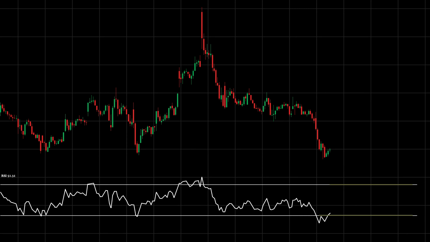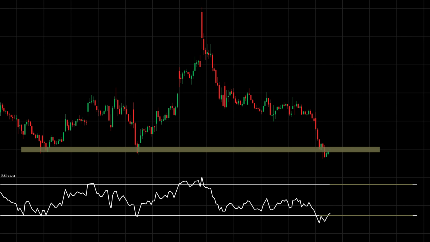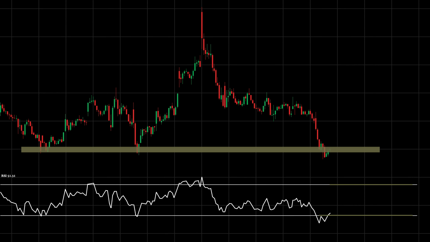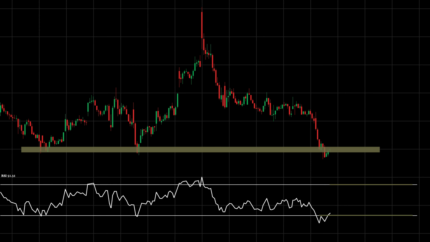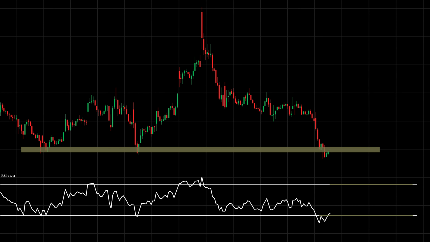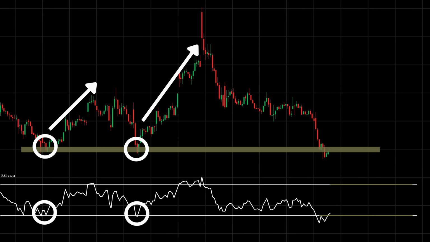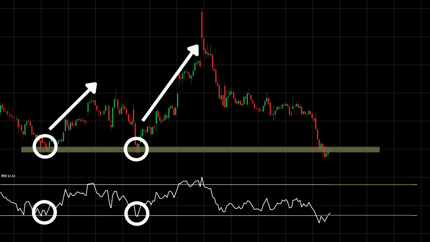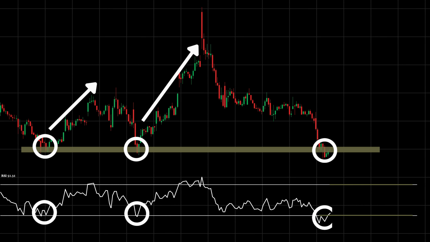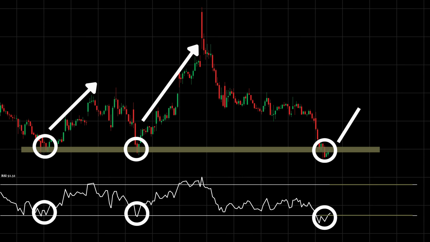Here's another example. In this chart, we can clearly identify a support level. Now, each time the price reaches this support level and the RSI shows oversold, the price bounces back up. We've already seen this happen twice. The price touches, then reverses, touches again, and reverses again. Now we see the same setup forming once more. The price is at the support area, and the RSI is indicating oversold conditions, suggesting another potential move to the upside.